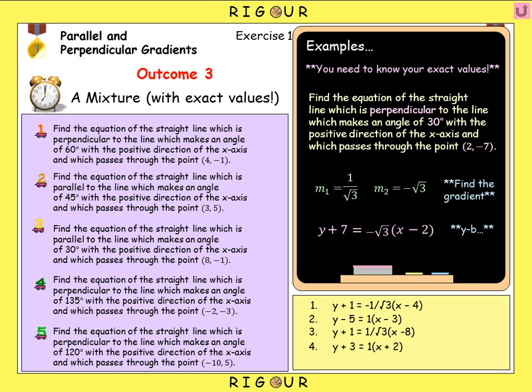And then the trickier ones to end. y plus 3 equals 1 bracket x plus 2. And then y minus 5 equals 1 over root 3 bracket x plus 10.